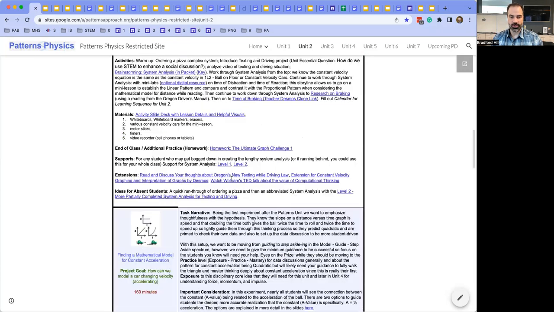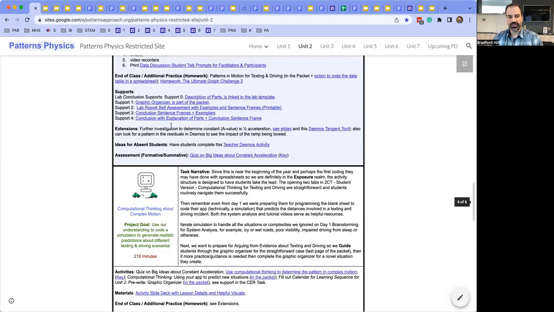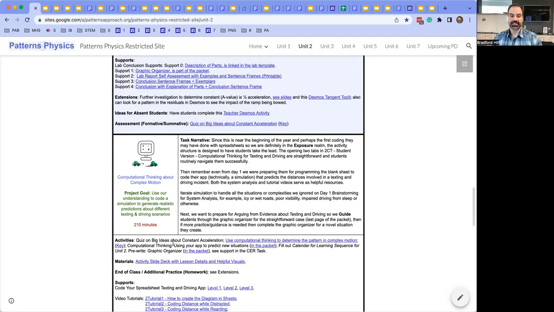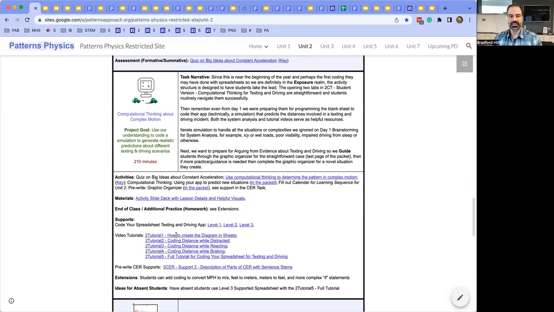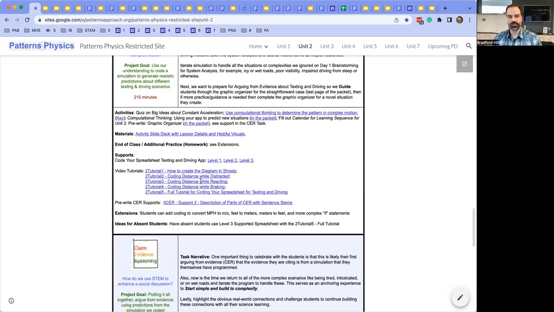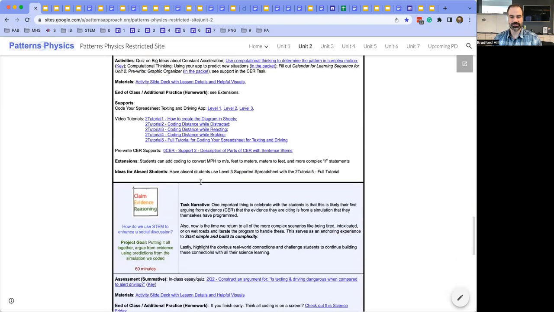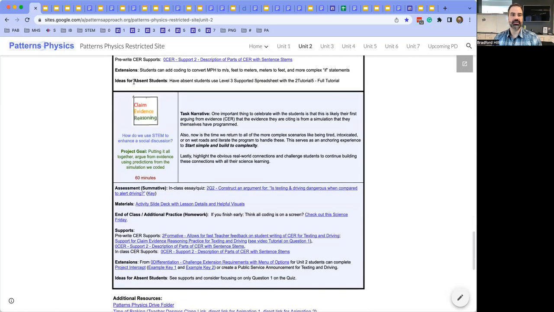So I'll just do a quick scroll down to show that, again, each task has a task narrative that gives you some more details, and then a slide deck right here that gives you minute by minute. And there are a lot of tutorials, video tutorials, levels of support, and we'll get into that right now.